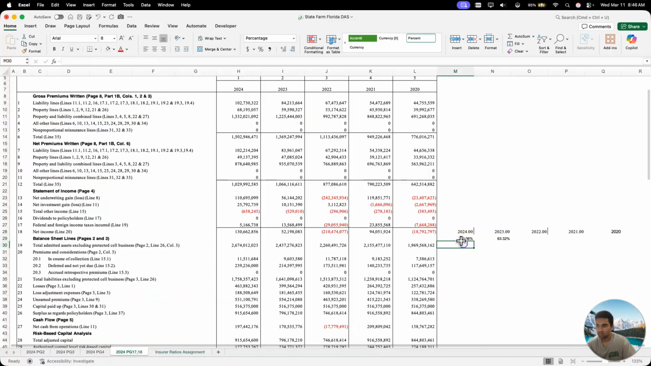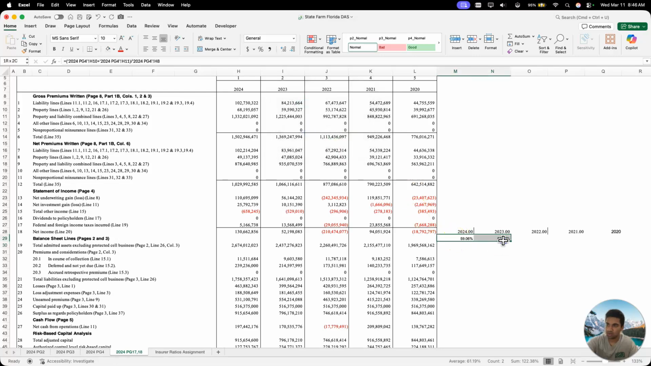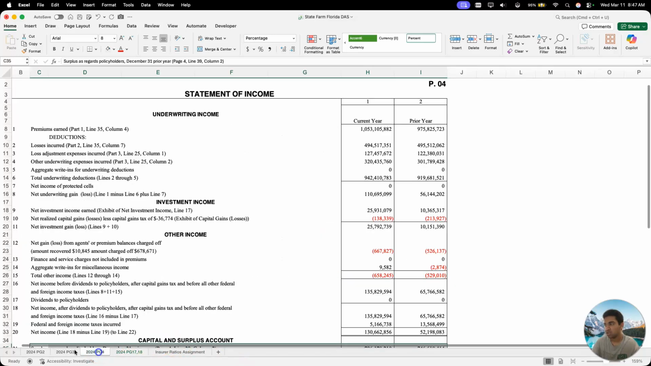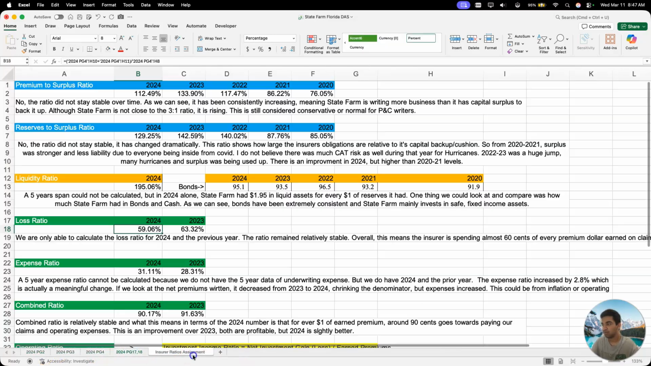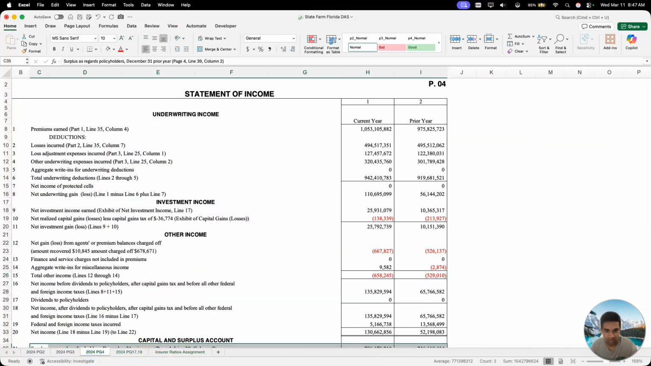Let's look at the next one. Remember, you can only get two for these 2 years because you're looking at the income statement, liabilities, and assets. If you have the 5-year data, you're going to get 5. So let's look at expense ratio. Underwriting expenses divided by written premiums.